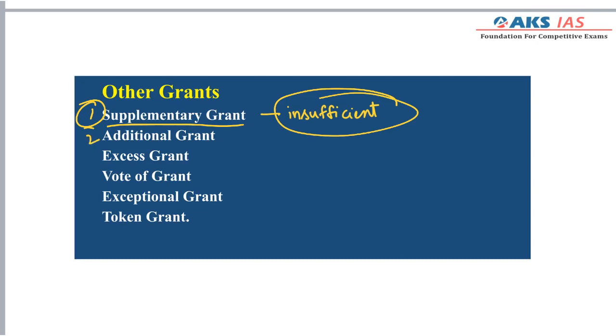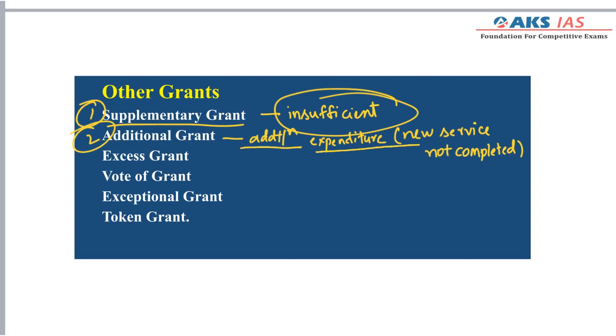The second one is the additional grant. This grant is granted when a need has arisen in the current financial year for additional expenditure by a particular ministry, if they are bringing about a new service which was not covered in the budget for that year. During that period, they will give an additional grant for the new service which was not covered.